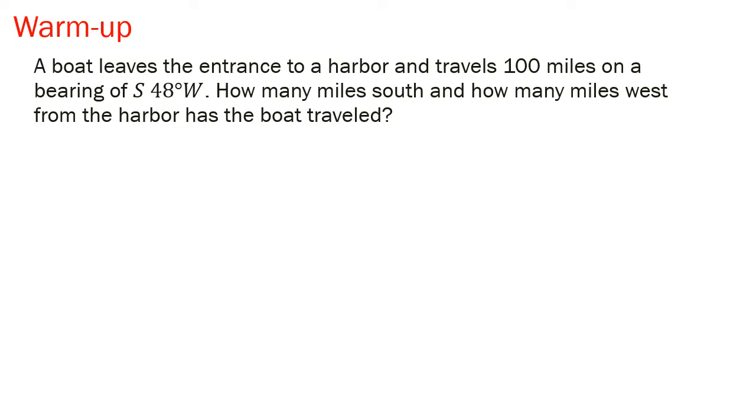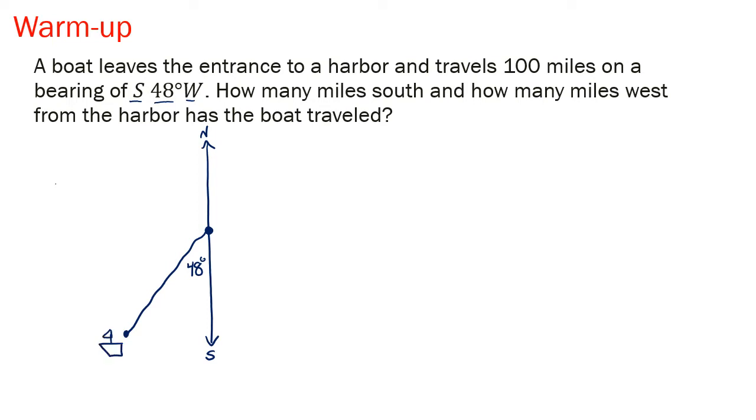A boat leaves the entrance to a harbor and travels 100 miles on a bearing of south 48 degrees west. How many miles south and how many miles west from the harbor has the boat traveled? So you want to start off by making a north-south axis. Put this little dot. This dot's going to represent the entrance to the harbor. The bearing is south 48 degrees west, so going down 48 degrees west. So the 48 degrees goes here between the south and the west direction. And that means our boat is right here.